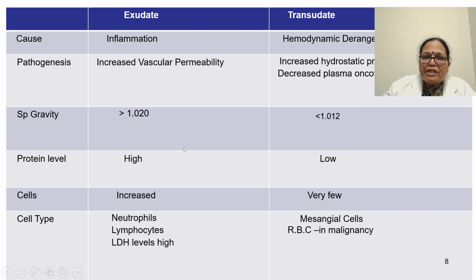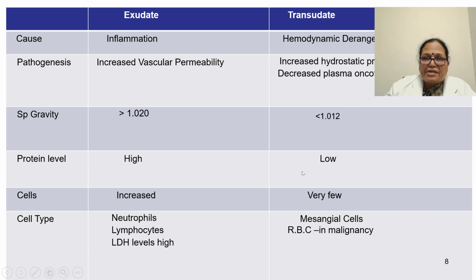Proteins are high in exudate because again there is increased vascular permeability and inflammation, and proteins are low in transudate. Cells are increased in exudate because again it goes back to the inflammation, and very few in transudate. Because of inflammation, the cells are neutrophils and lymphocytes, and LDH levels are high, whereas in transudate we see mesothelial cells, and sometimes RBCs appear in ascitic fluid in malignancy. So the key points are inflammation and hemodynamic derangements: specific gravity is high, protein level is high, cells are increased in exudate. All these are low in transudate.